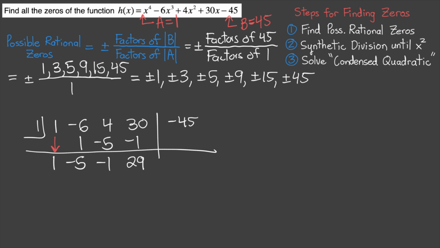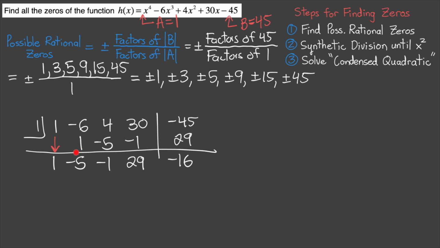Add, you get 29. 29 times 1 is 29. And will this be 0? No, it will not. So that's negative 16. So this does not work. So 1 is not a 0 of our function.